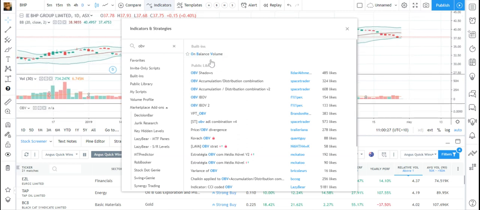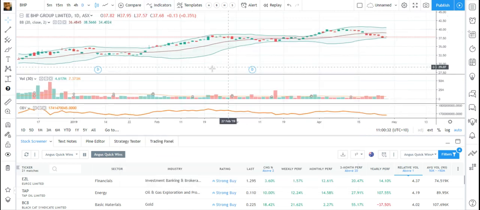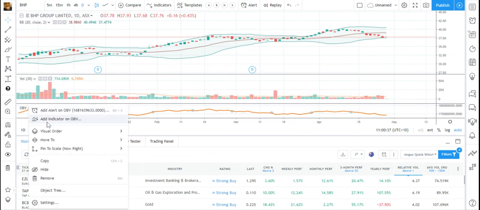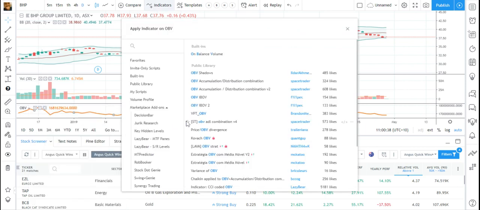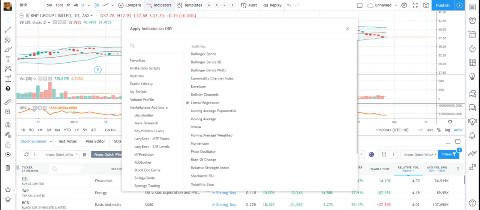which is the built-in TradingView indicator. So I'll plug him in. And then, as I always do, I will add a 30-day moving average to this one. I'll go add indicator, and I'll go moving average.